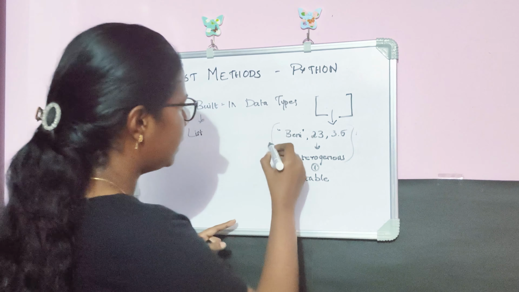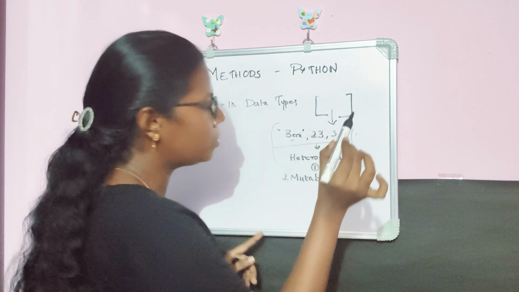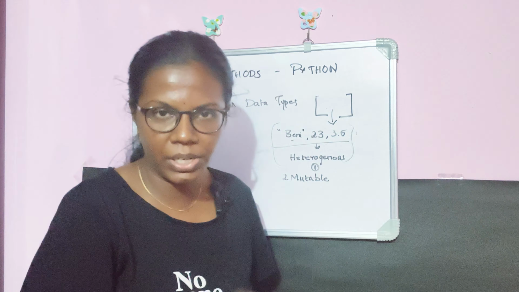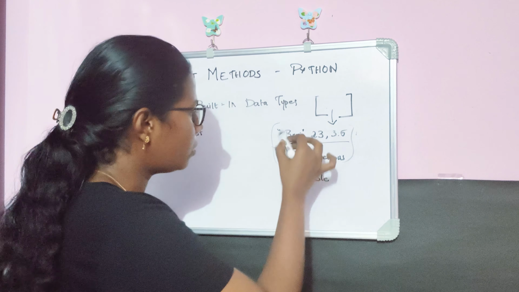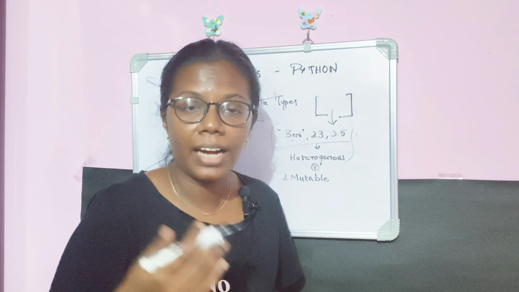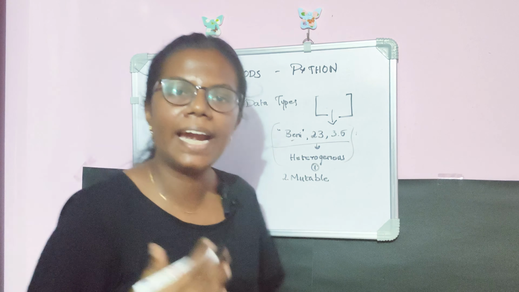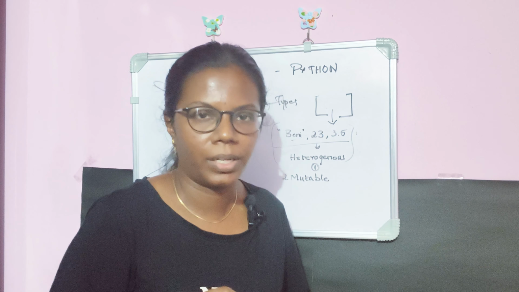For example, in this list of all values that I have stored, if I want to remove this element called Benny, this string, I can remove it. If I want to replace the string with another string or another integer, I can do that. In a specific location, if I want to add any values, I can do it.